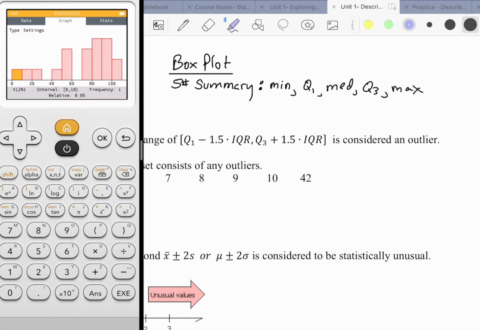Now that IQR stands for interquartile range. That's Q3 minus Q1. Fortunately, the NumWorks calculator will just give you the IQR.